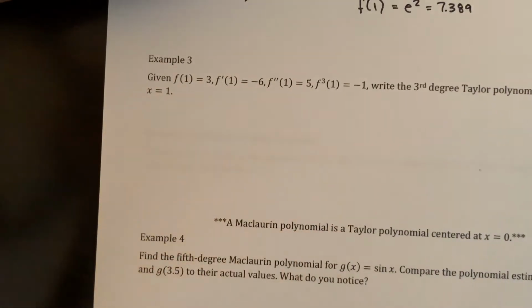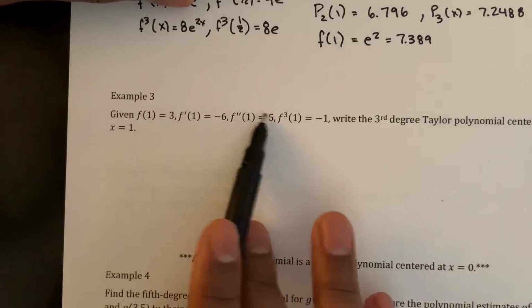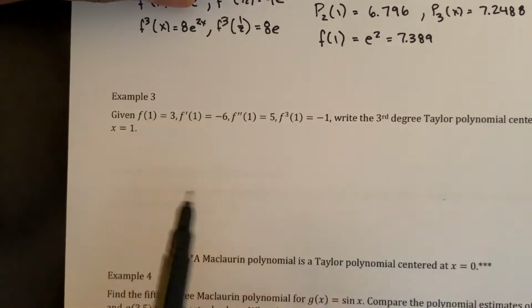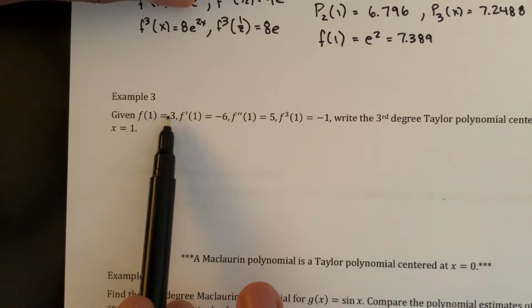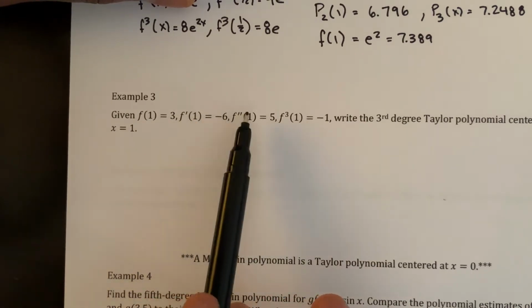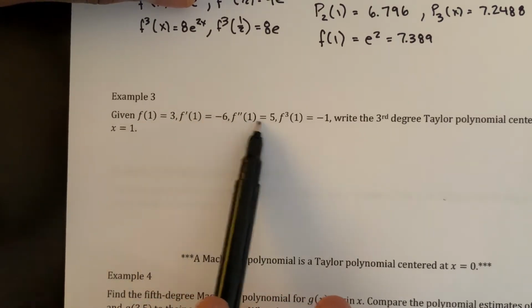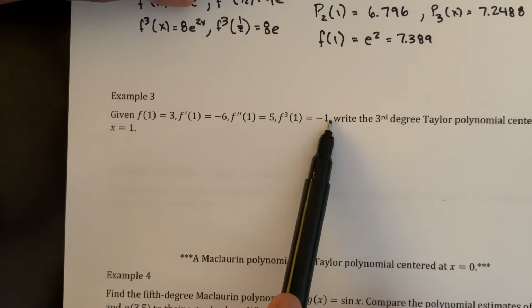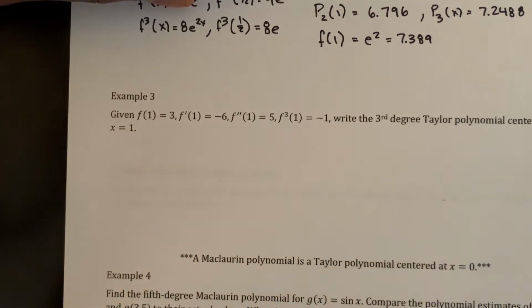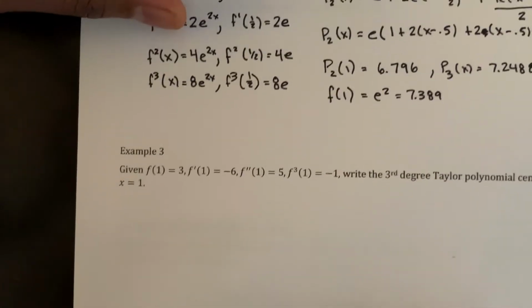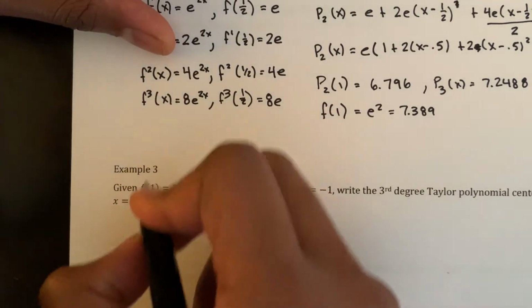we're just given a bunch of values. This would be the same as having a table, but we're just given f of 1 is 3, f prime of 1 is -6, f double prime of 1 is 5, the third derivative at 1 is -1, and we want to write a third degree Taylor polynomial centered at x equals 1, and let's see what we get.